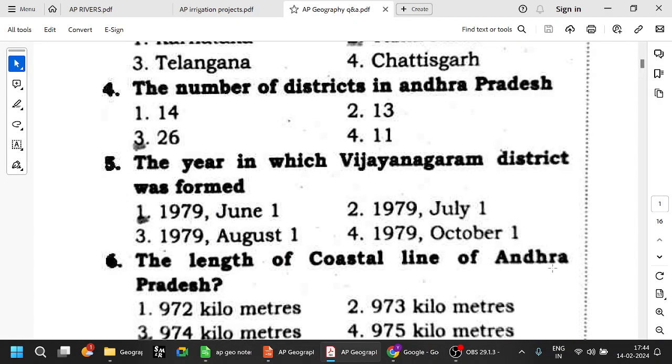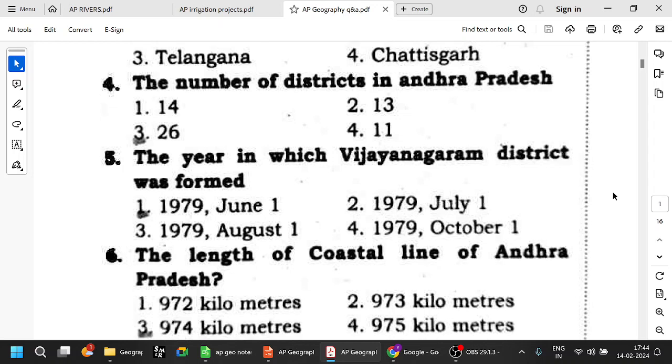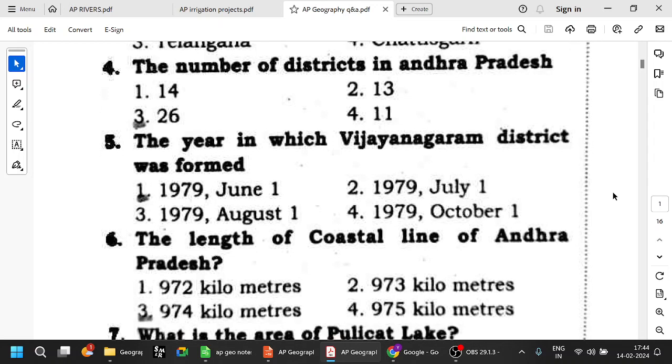Let us go to the questions. The year in which Vijayanagaram district was formed. See, there are 26 districts, and it may not be possible to remember all the districts. So don't worry about such questions. If you get such questions in the exam, if you remember, it's fine. Otherwise, just move ahead. Okay, 1979, June 1st.